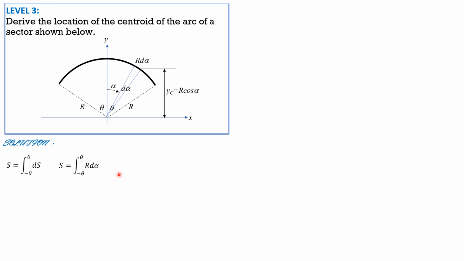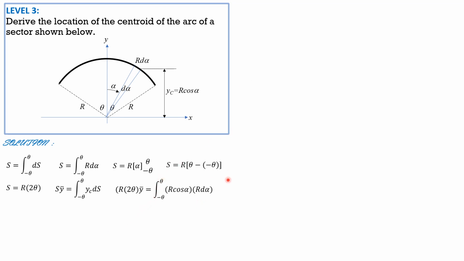So since r is constant, the integral of differential alpha is alpha from negative theta to theta. So s therefore is r times theta minus negative theta. So s is r times 2 theta, or 2r theta. Then s times barred y, or y sub g, is integral of y sub c differential s, where y sub c is r cosine of alpha. So r times 2 theta barred y equals integral from negative theta to theta of r cosine of alpha times differential s, which is r d alpha.